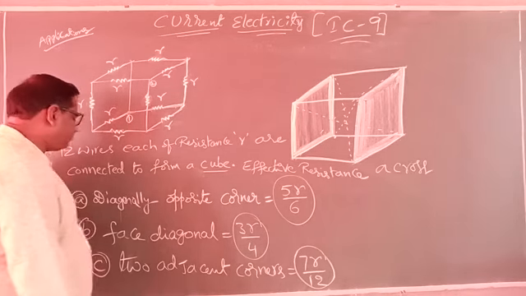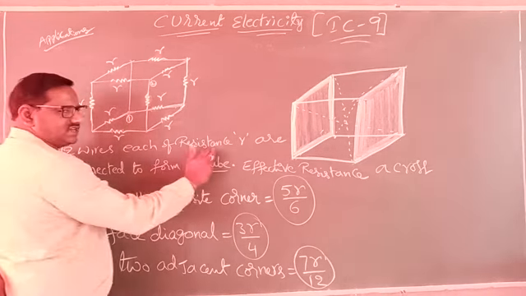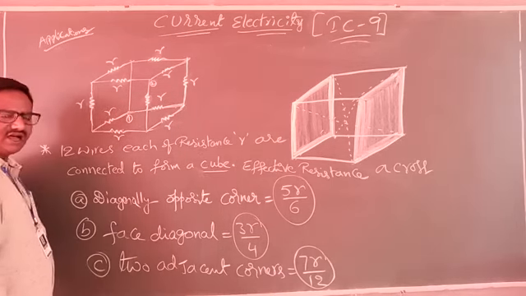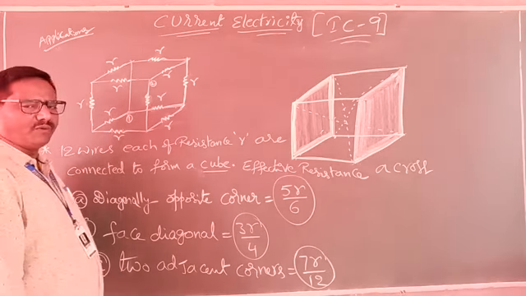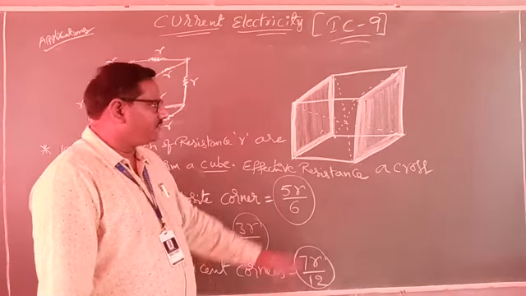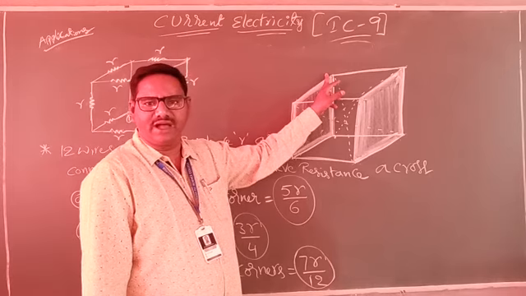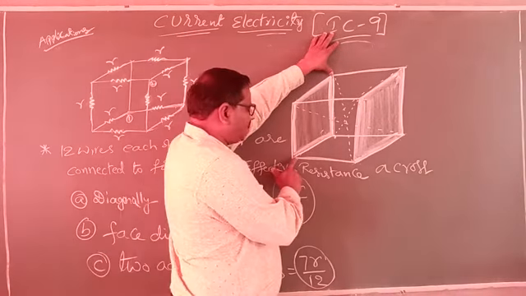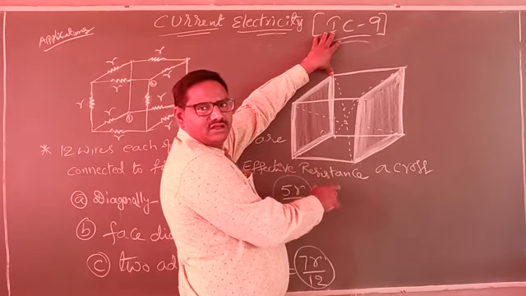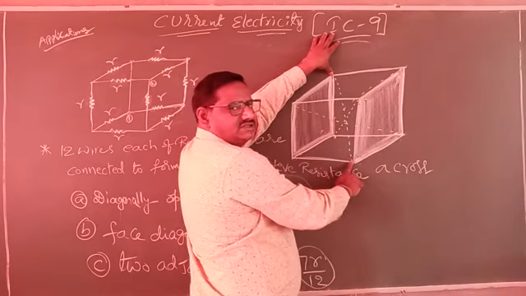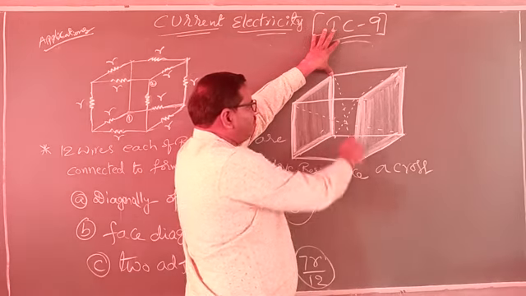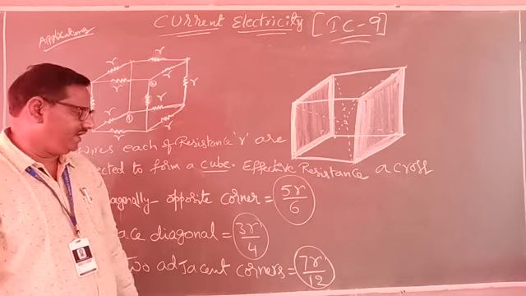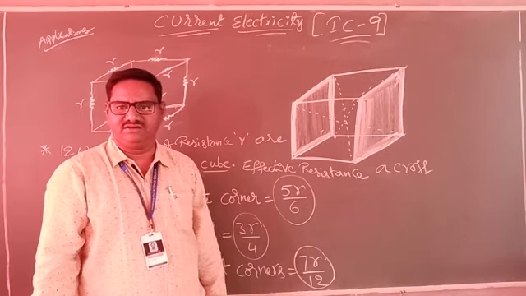Okay, in that first one, 12 wires each of resistance R are connected as a cube. Effective resistance across where to where? Diagonally opposite corners. How can you express? Here one is the top corner. For this top corner, what is the opposite? This is the opposite. Clear? It is one top corner, it is the opposite corner. Now, for the diagonally opposite corners, the effective resistance will be 5R by 6.